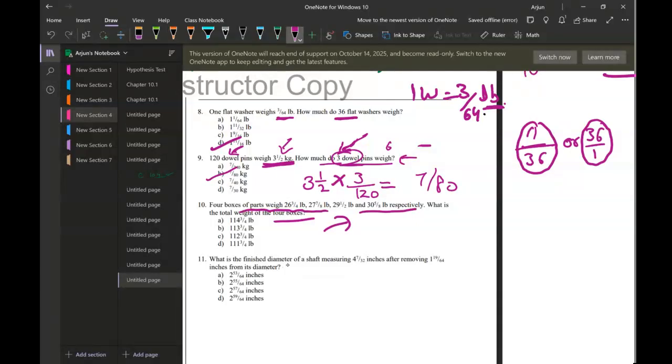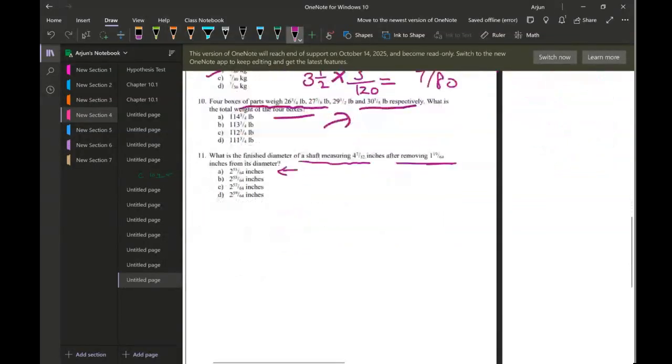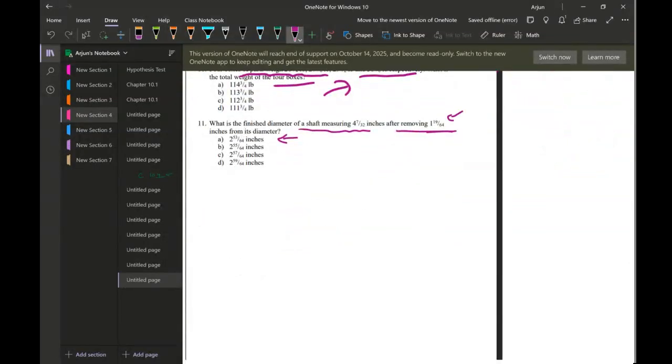And one last question. The finished diameter of the shaft is this much after removing 1.5 inch from its diameter. You are only removing 1 and 19 over 64. I'm not sure why I said 1.5. So 1 and 19 over 64, that's what you are removing from the diameter.